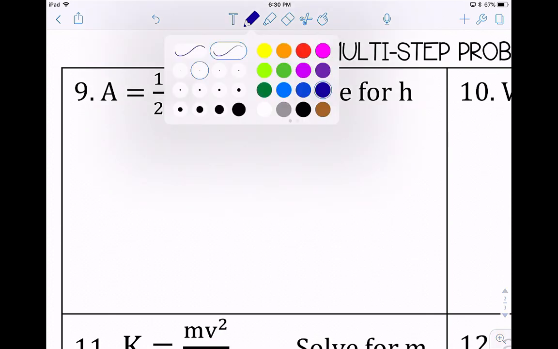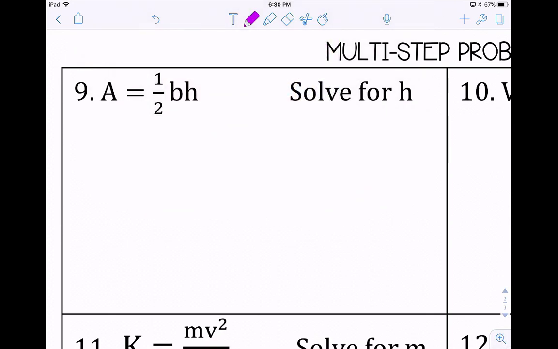a few things that you should notice. First, that we have a 1/2, right? So to do the opposite of multiplying by 1/2, there's a few options. You could divide by 1/2. That's not what I would choose to do. I instead would probably choose to multiply by 2.